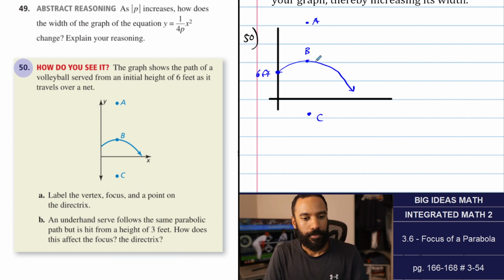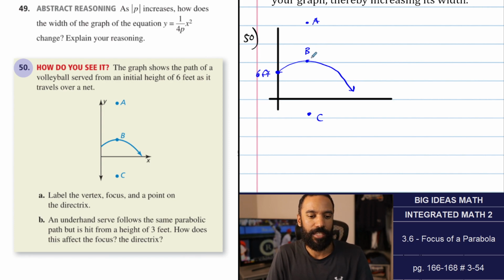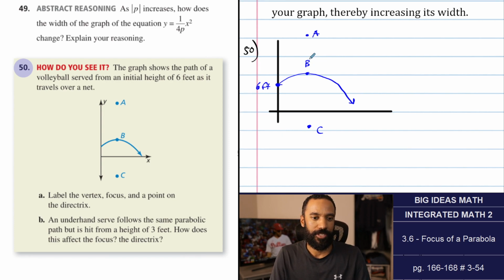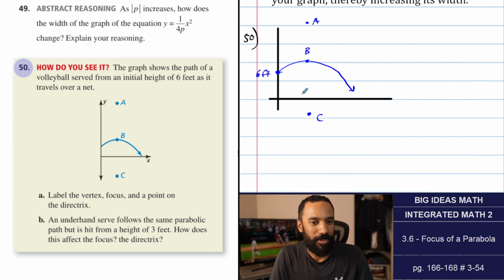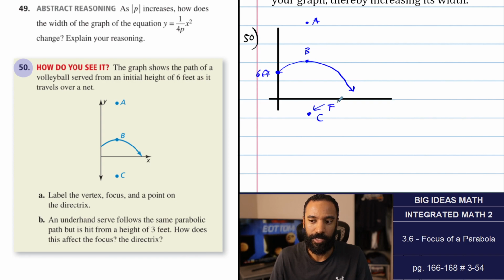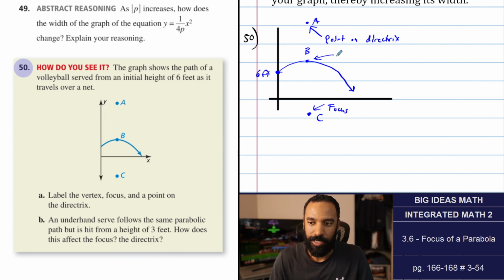Okay. Label the vertex, focus, and a point on the directrix. So I guess that's what they're talking about here. The graph shows the path of a volleyball serve from an initial height of 6 feet as it travels over a net. Oh, label them. Okay, so this is the focus, and I don't think they want actual numbers. This is the point on the directrix, and this is the vertex.